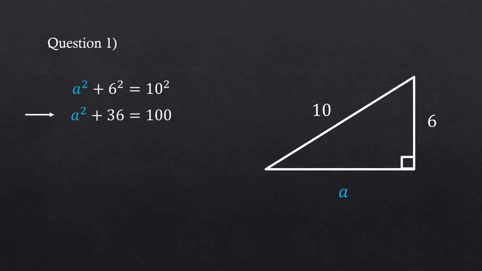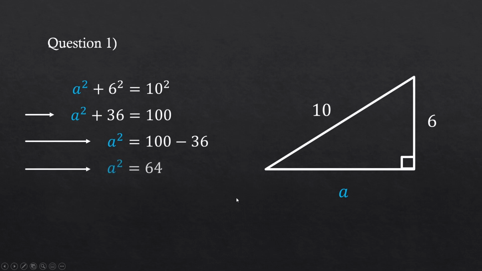That means a squared plus 36 is 100. And if I move 36 to the other side, it should become minus, right? 100 minus 36 should be 64. So if a squared is 64, what is a? 8. Are we all good?